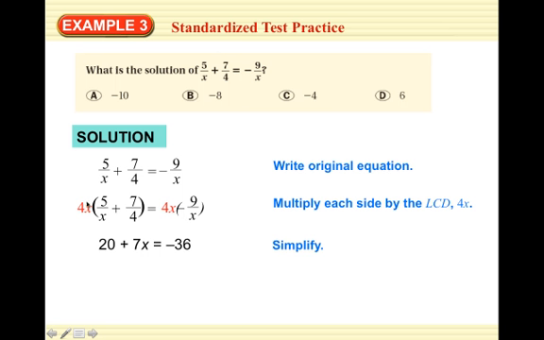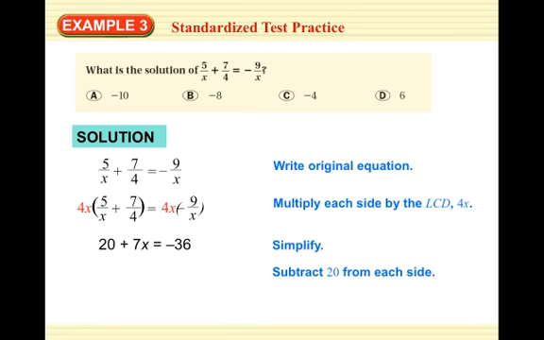Well, 4x times 7/4, the 4's will cancel, and we'll be left with plus 7x. Okay, over here on the right-hand side, we've got 4x times negative 9 over x. The x's will cancel. 4 times negative 9 is negative 36.